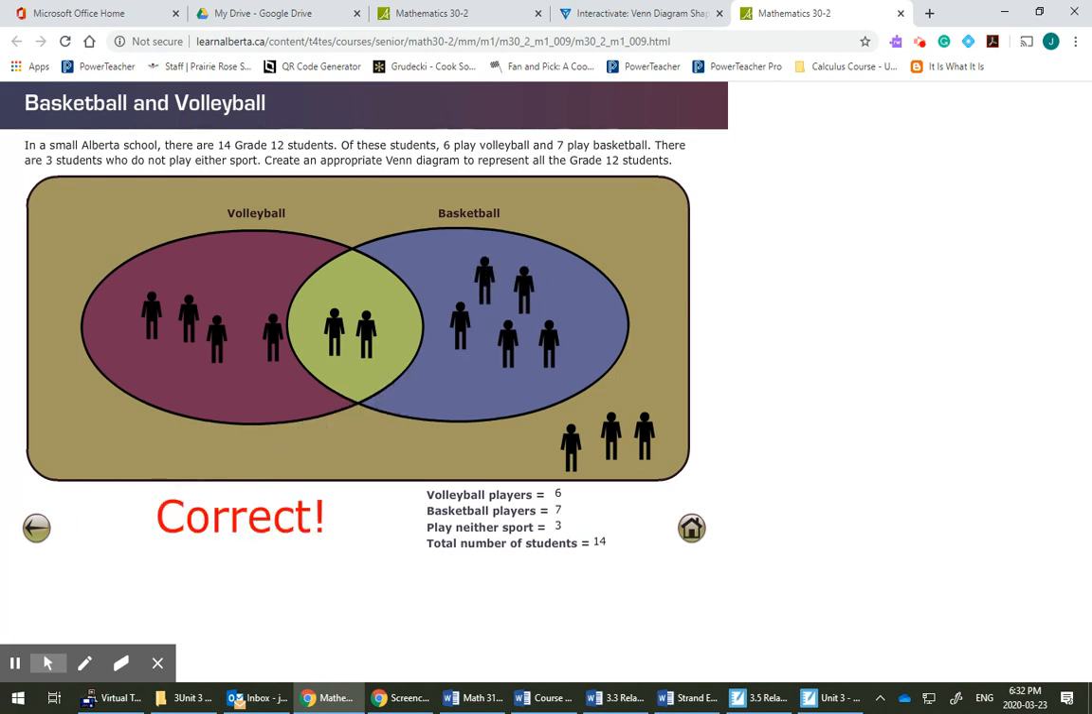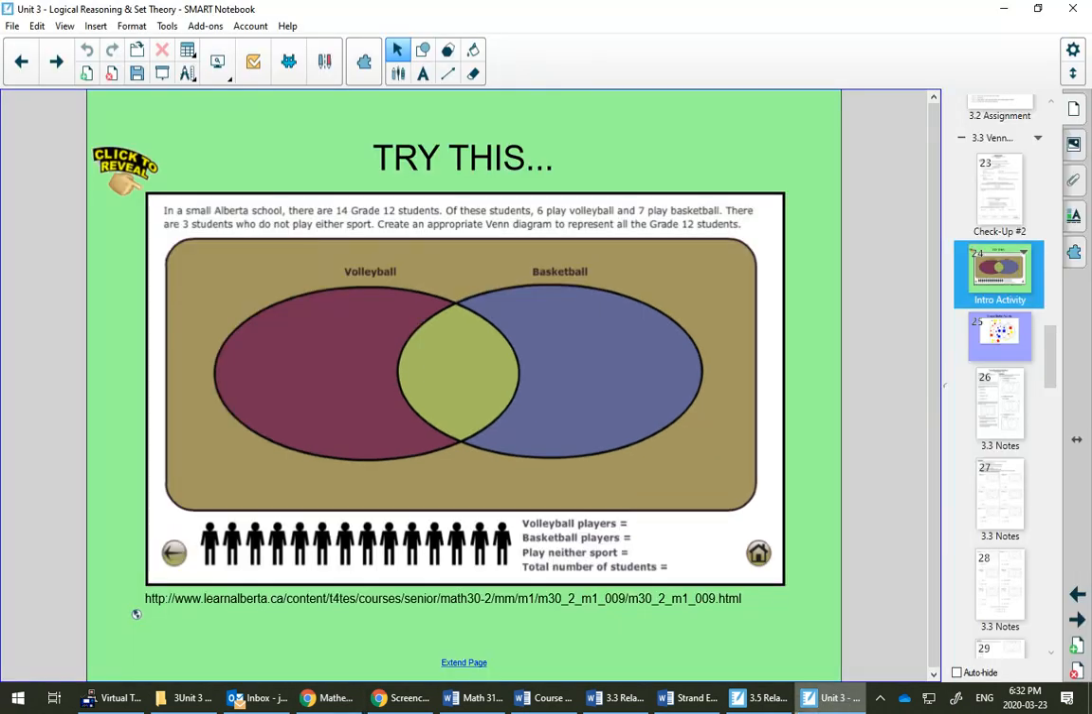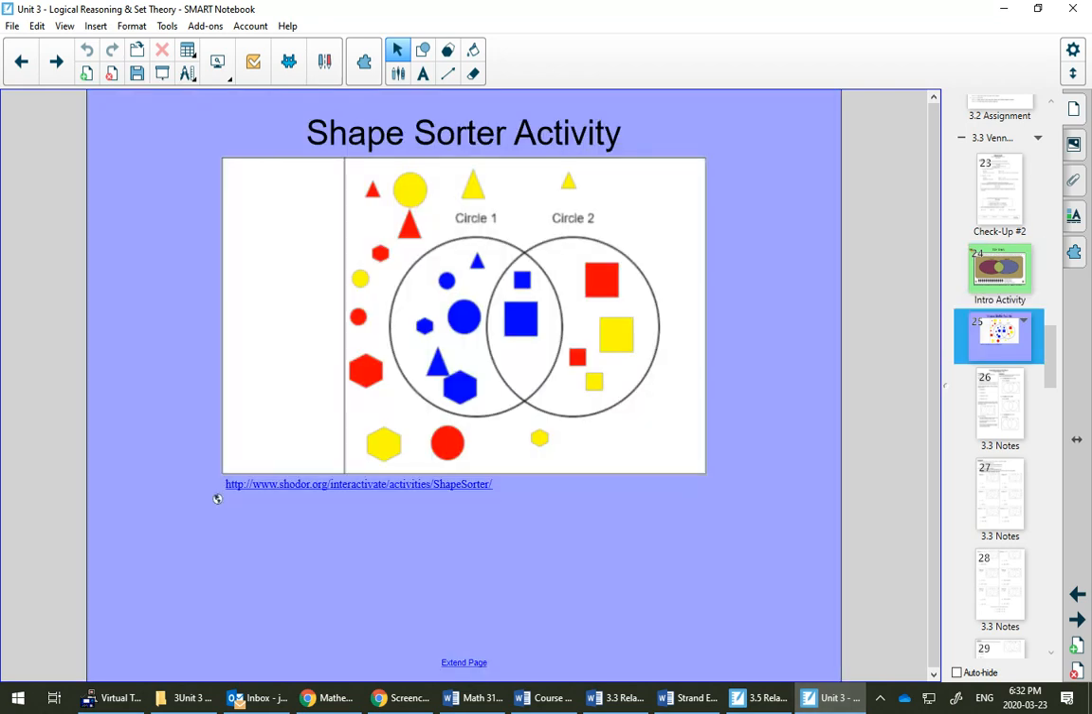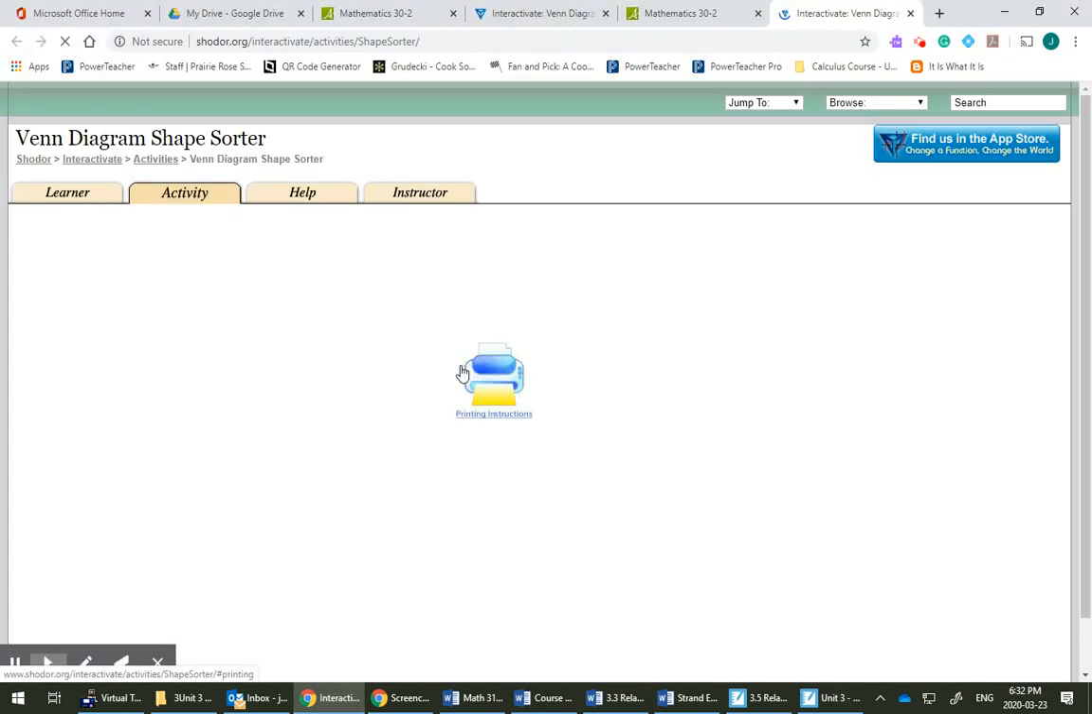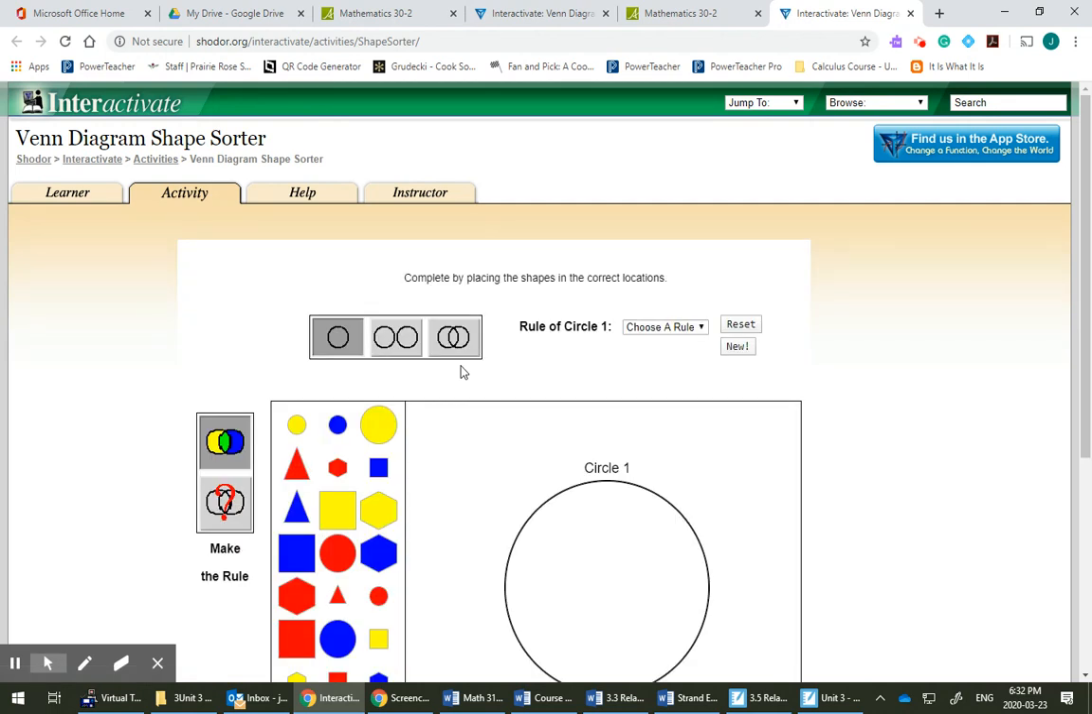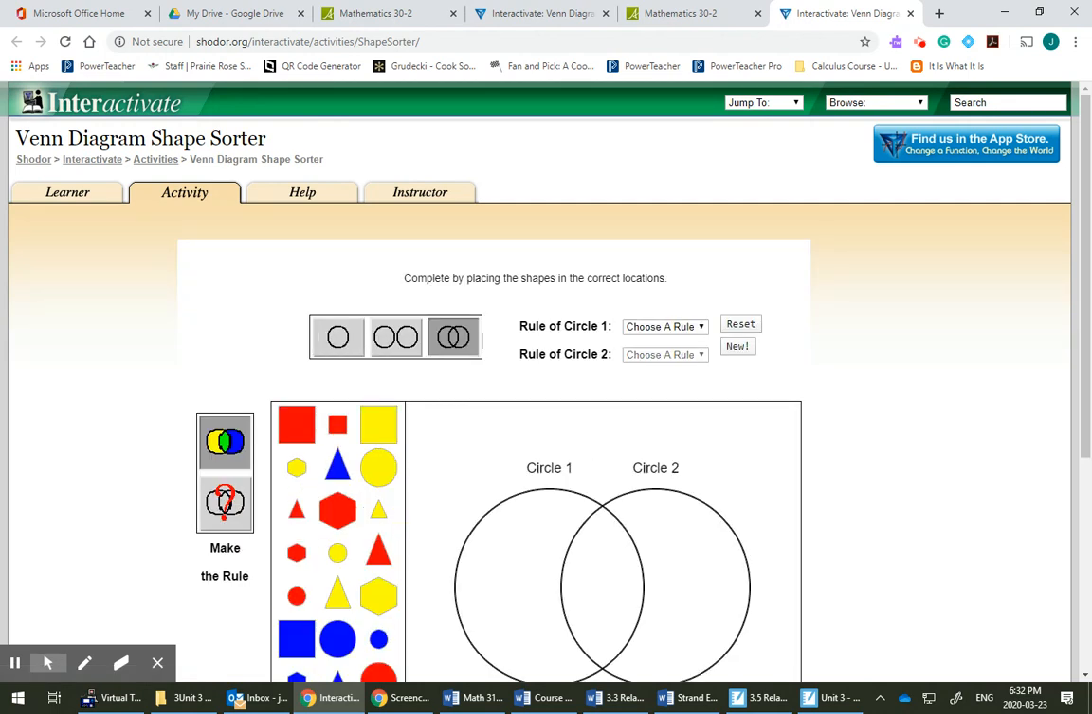And so I move those 5 people over. 5 people play only basketball, and then I have another 2 people who play basketball and volleyball. So if I look just in the basketball oval, I still have 7 people playing basketball. We'll go back and take a look at one more example. So we're going to look at a shape sorter. We're going to create our own rules here. And so I'm going to look at a Venn diagram where there's some overlap.